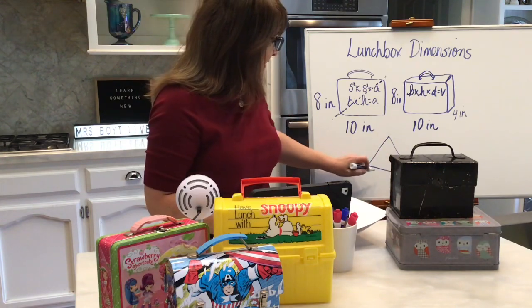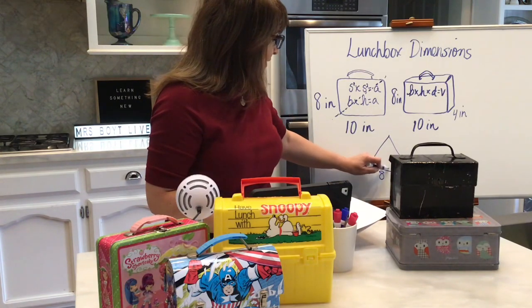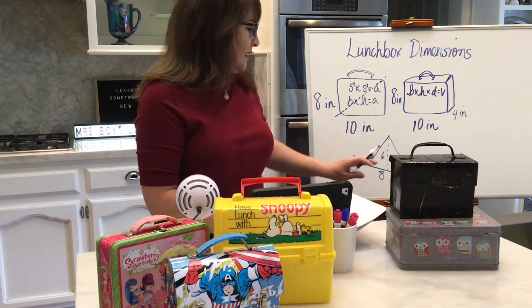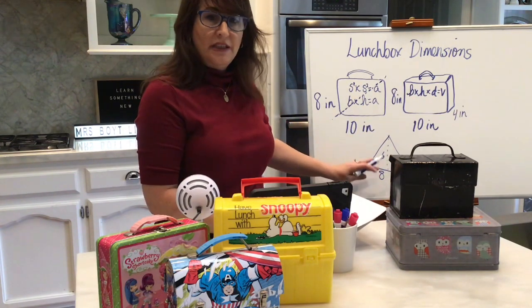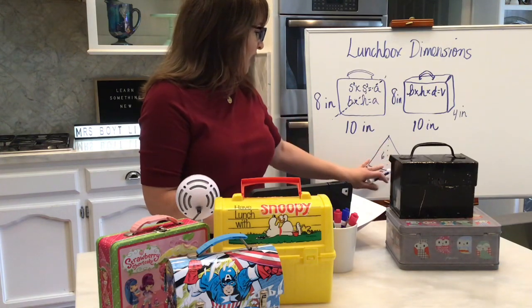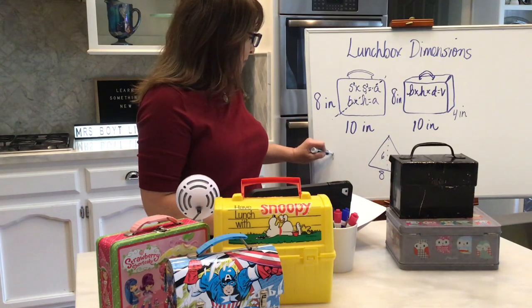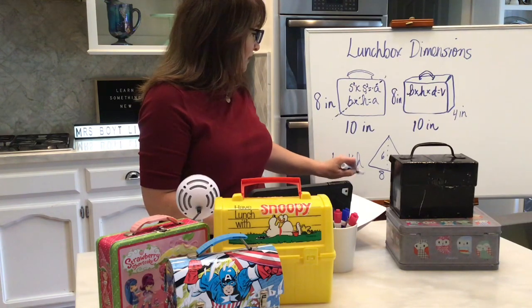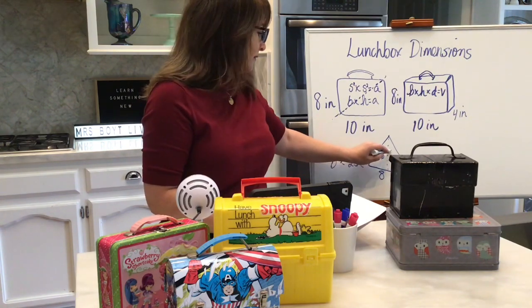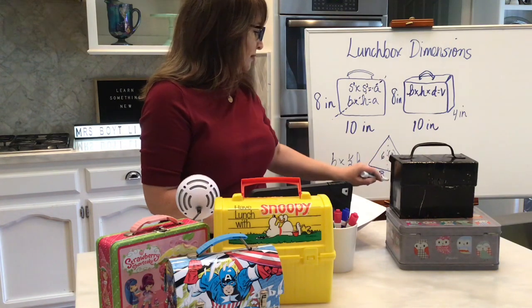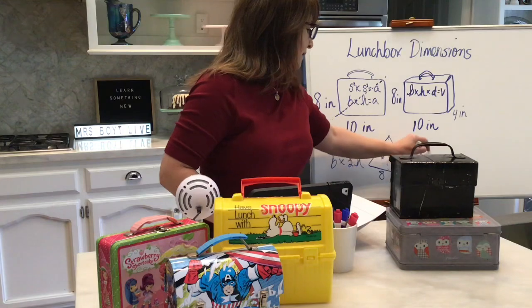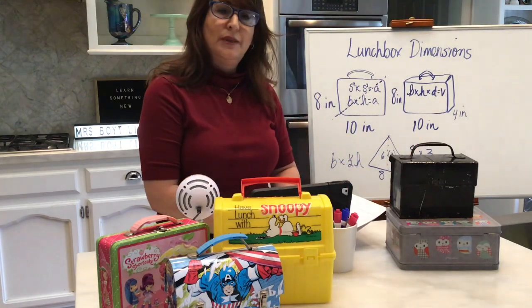If I have a base here of 8, and if I have a height of 6, the formula to figure out the area of a triangle is base times half of the height. So half of this height is what? 3. So 8 times 3. That's your area. That's how easy it is. 8 times 3 is my area there.